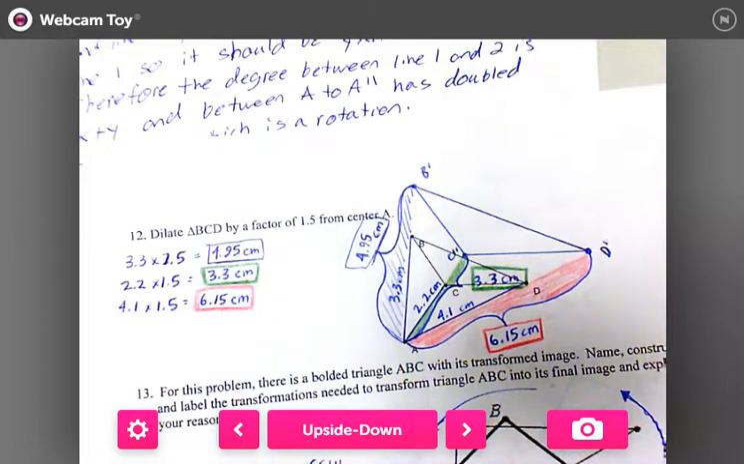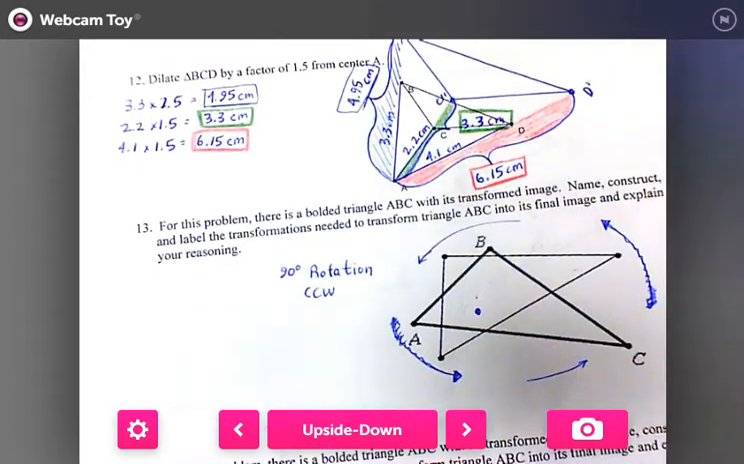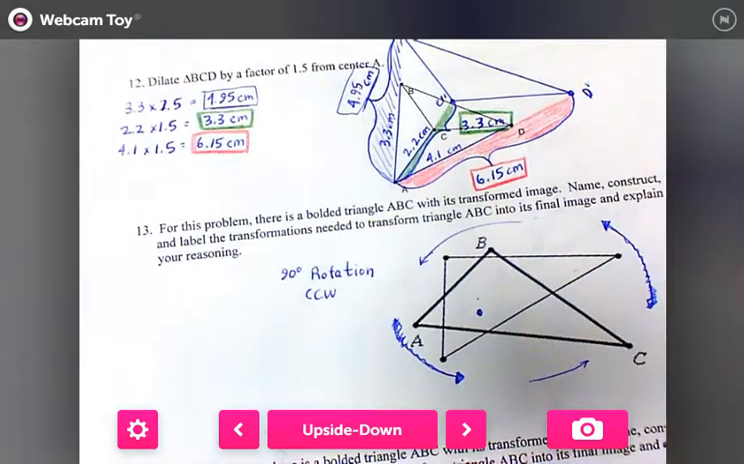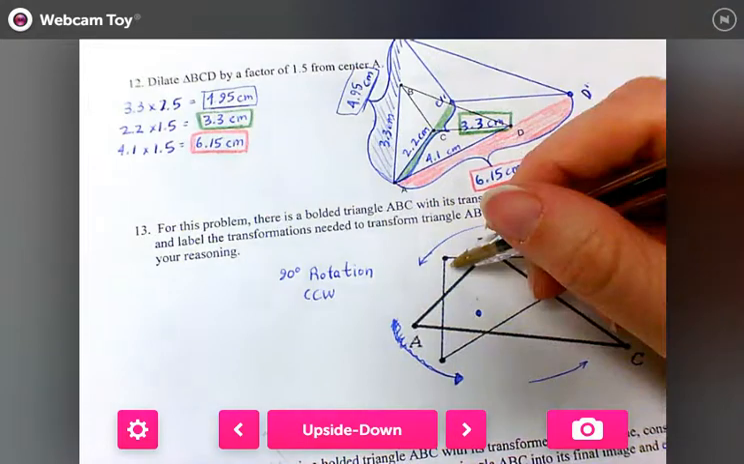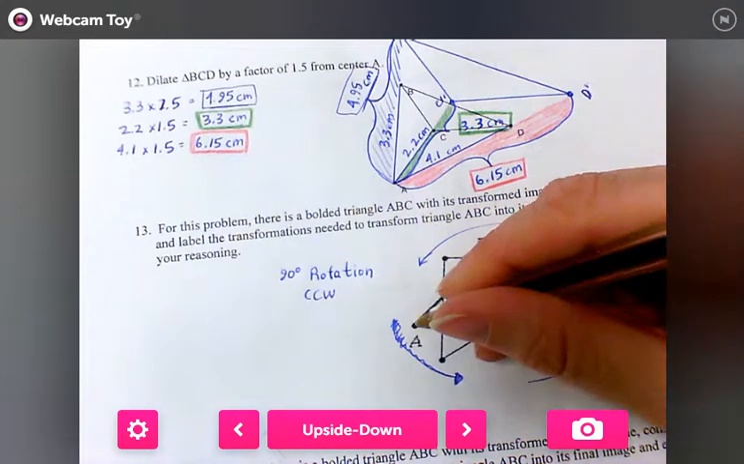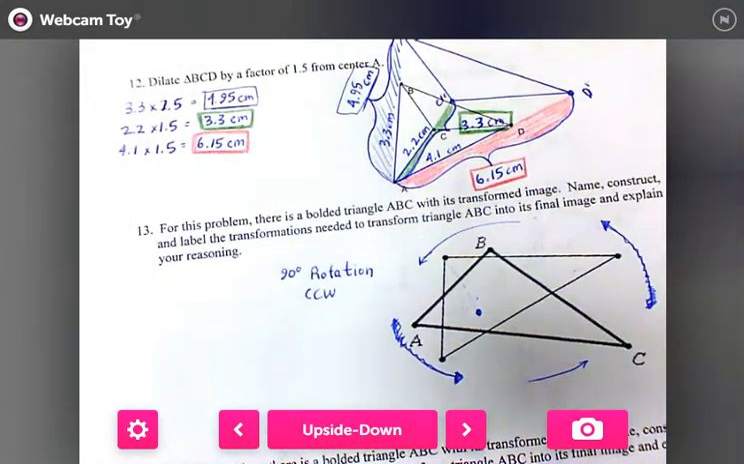It should all be the same. Okay? All right. Number 13 should be a rotation of about 90 degrees. That's about the center. Okay? Again, kind of found about 90 degrees clockwise, counterclockwise.